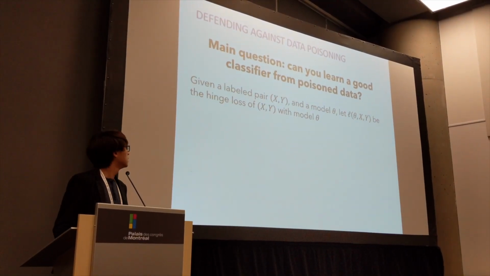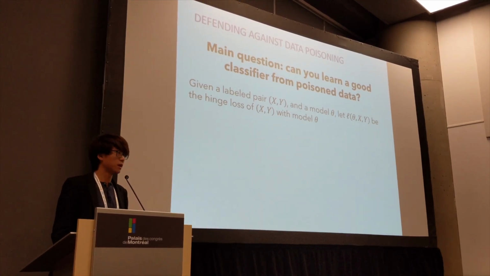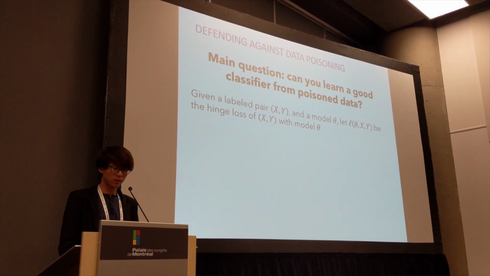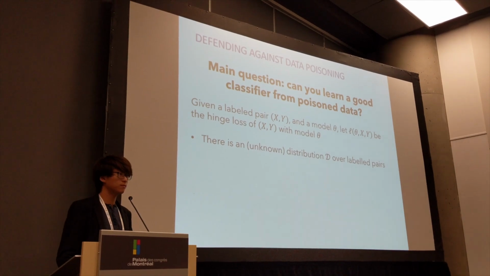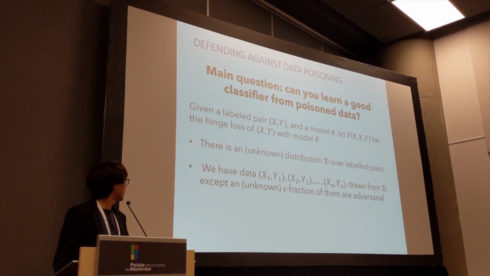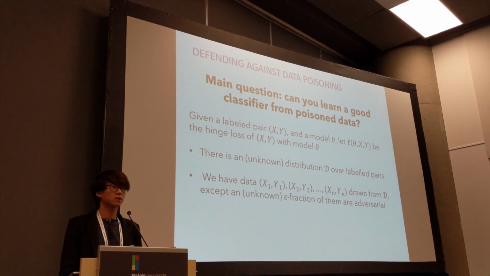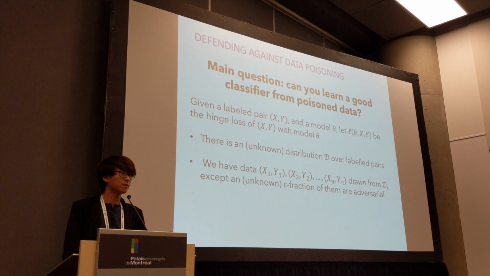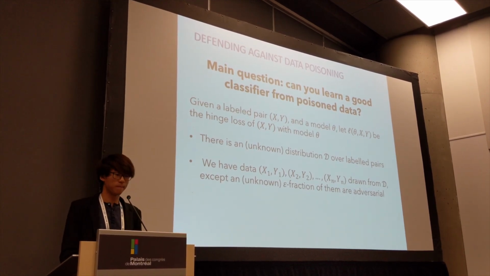get a hinge loss of xy on our model theta. This is like the standard setup for SVM. To make it a statistical learning problem, let's assume that there's some unknown distribution D over labeled pairs. And we're going to get labeled data, x1, y1 up to xn, yn, which are all drawn from this distribution D, except perhaps an epsilon fraction of these samples are adversarial. So this is just a robust setting.